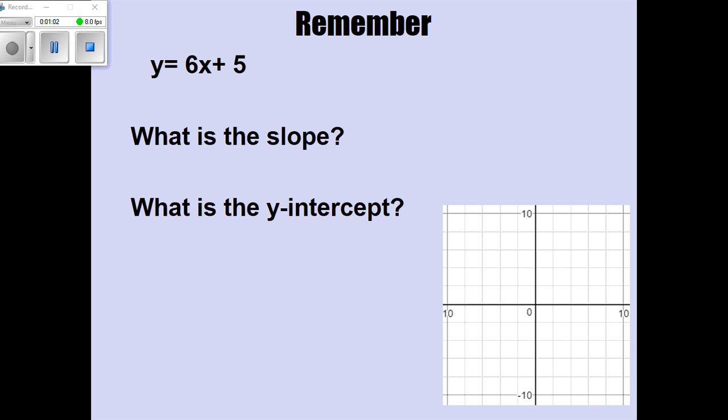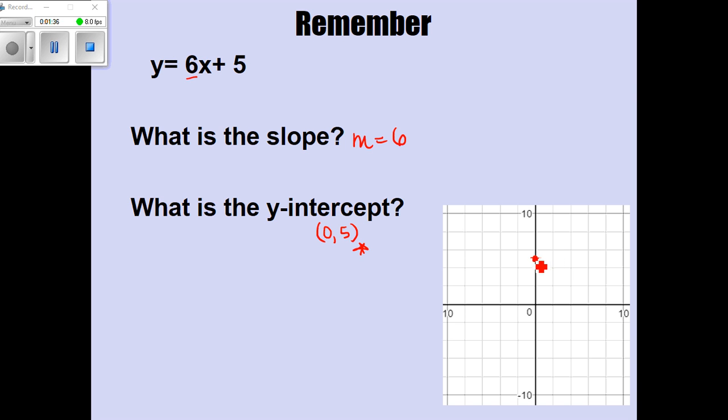All right, so let's just take it back a minute and remember what we did yesterday. We found the slope and the y-intercept, and we graphed using slope and y-intercept. So the slope is the m, and in this case is 6. And the y-intercept is (0, 5). We would start with the intercept (0, 5), and this is 10, so these must be going by 2. So (0, 5) is right here.